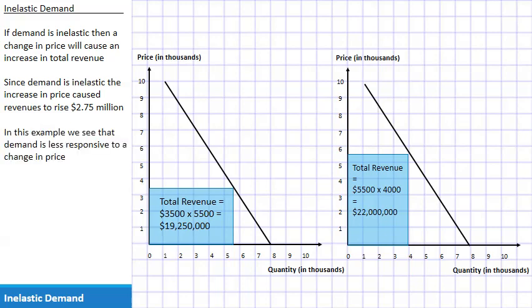In this example, we see that demand is less responsive to a change in price. In our previous example, demand was more responsive to a change in price. That's the key thing you're thinking about here. Elastic is more responsive to a change in price. Inelastic is less responsive, and therefore in inelastic markets you can increase prices and actually increase total revenue.